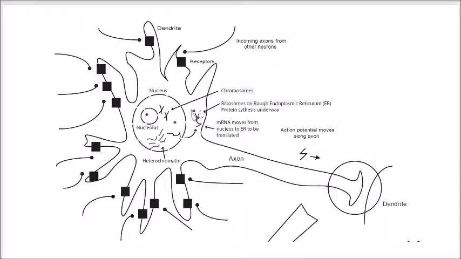The process of transcription and translation from the nucleus to the cytoplasm is shown to remind us that the end result of many of these aspects of neuronal communication is to change the gene expression within the neuron.